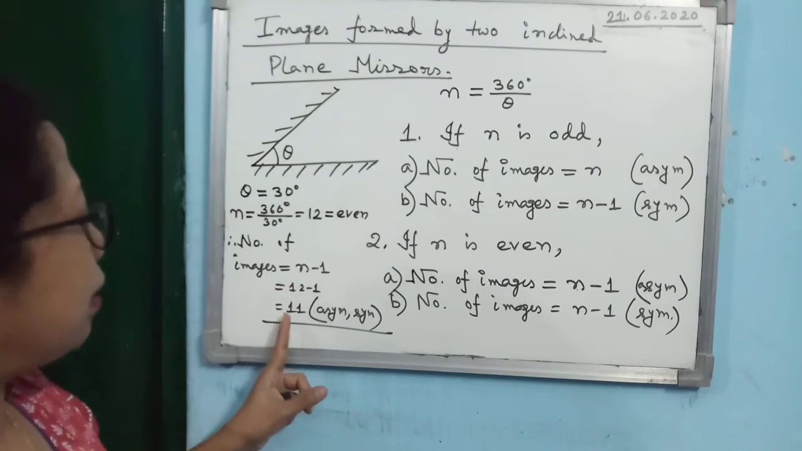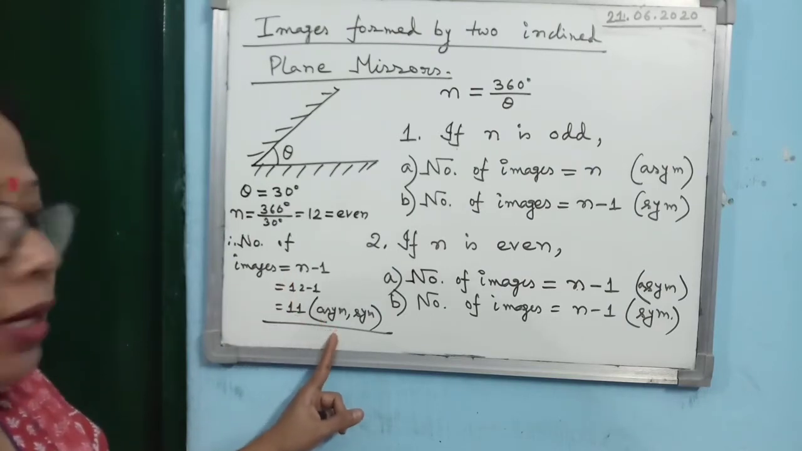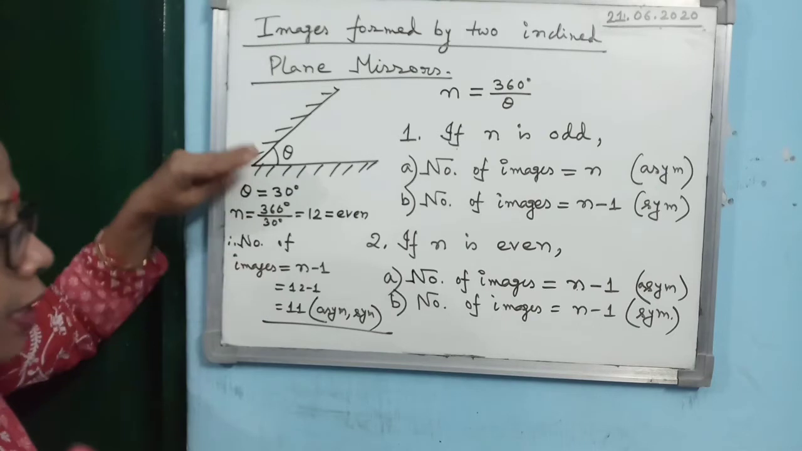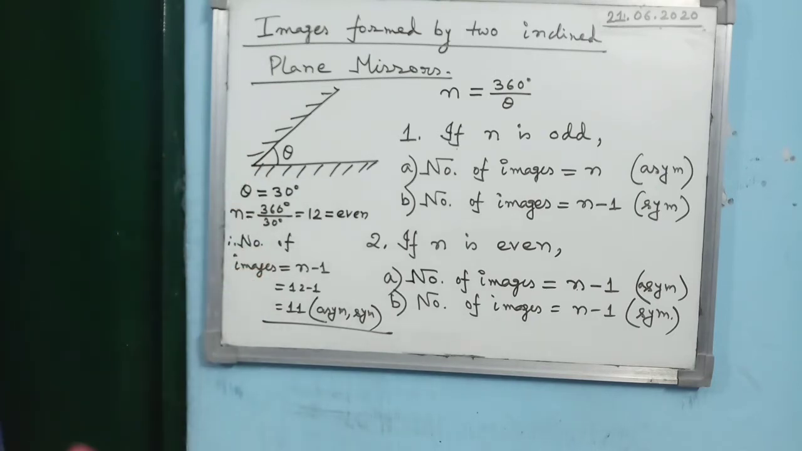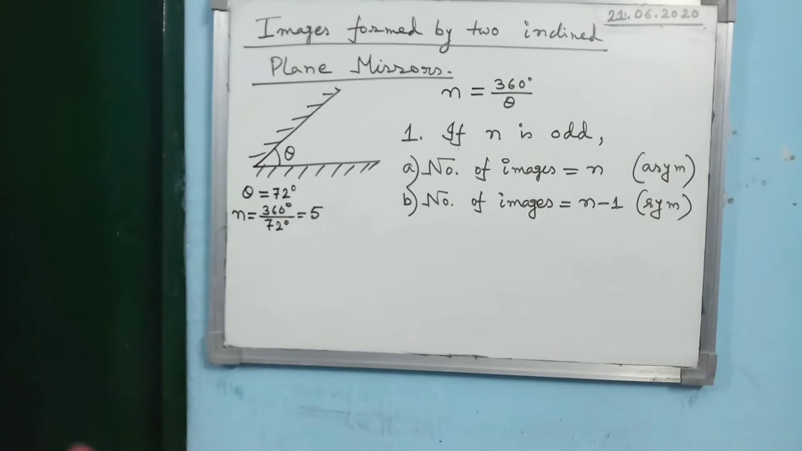How many will be the number of images? The number of images is 11. So this is the way you must write down, so that when the numericals come on this topic, you will definitely get them right. Now consider this example.